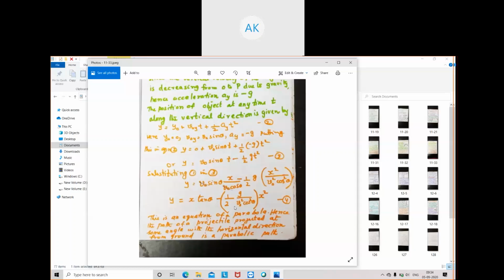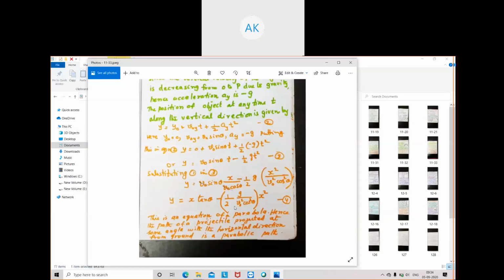Then you have to explain all the terms used in it. What is theta? What is V0? What is H? What is B? All things you have to explain. That is the figure explanation part. The body is thrown with a velocity V0, and after reaching the highest point, it comes back, and the path is a parabola. Like that you have to explain all things.